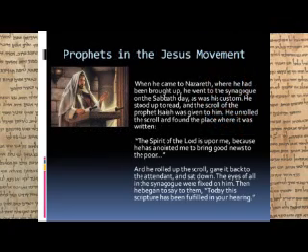Jesus, when he came to Nazareth, where he had been brought up, went into the synagogue on the Sabbath day, as was his custom. He stood up to read, and the scroll of the prophet Isaiah was given to him. He unrolled the scroll and found the place where it was written, "The Spirit of the Lord is upon me, because he has anointed me to bring good news to the poor." And he rolled up the scroll, gave it back to the attendant, and sat down. The eyes of all in the synagogue were fixed on him. Then he began to say, "Today, this scripture has been fulfilled in your hearing."